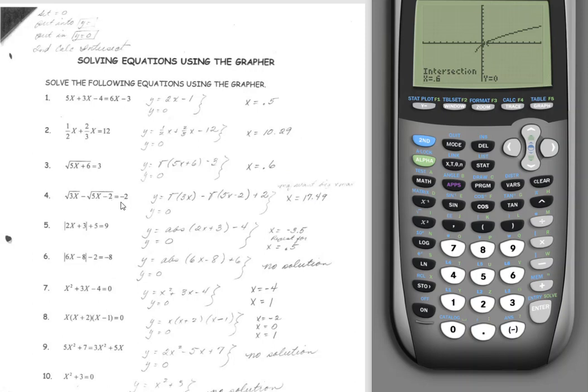All right, let's try this one. It looks really confusing, but when you just move the negative 2 to the other side and put it in like that, it's not going to be bad. So let's clear, and we have the square root of x, minus the square root of 5x minus 2. We'll move over, and we'll have plus 2. All right, let's hit graph.